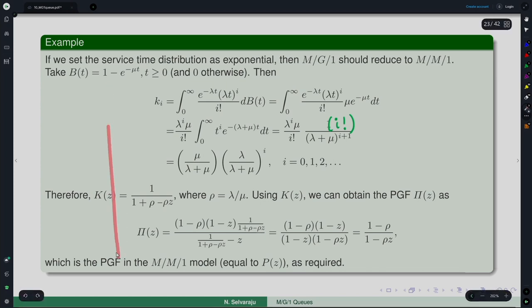In this case, for example, it is very easy, since it is exponential. We wanted to show that this formula reduces exactly to the formula for the corresponding MM1 queue. So, that is what we have done here. Okay. So, we will stop here.